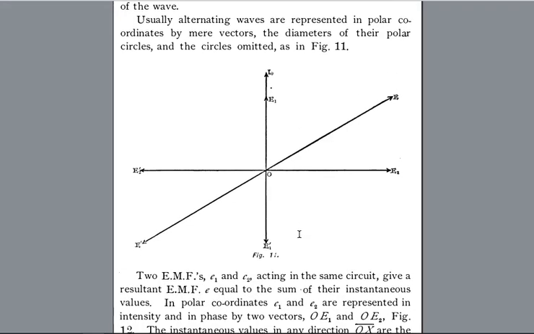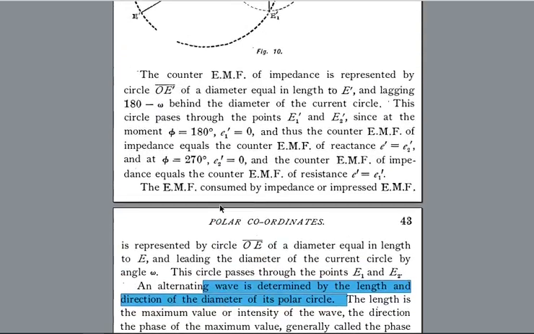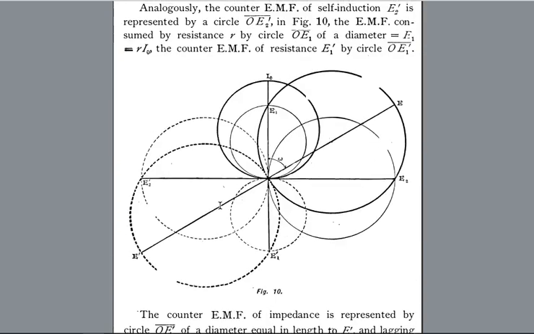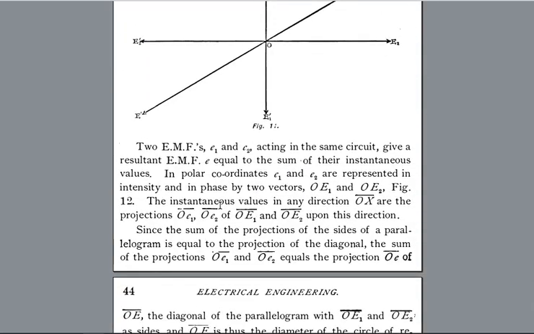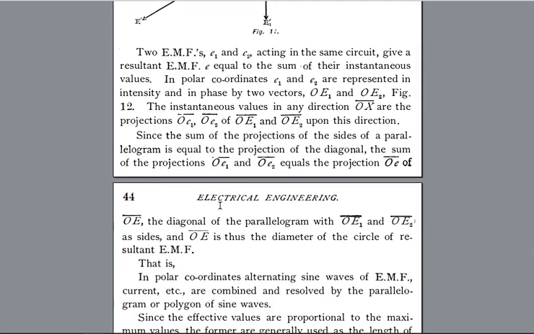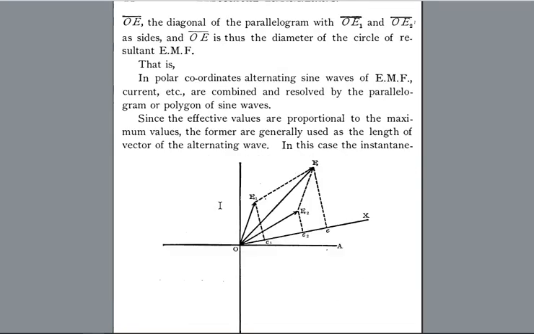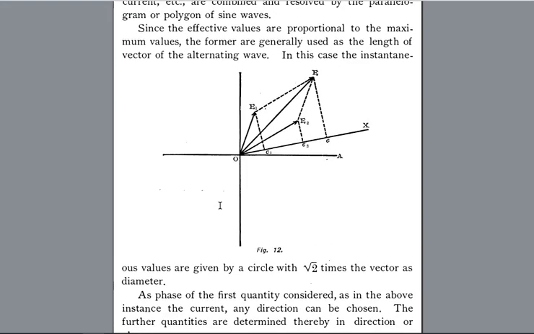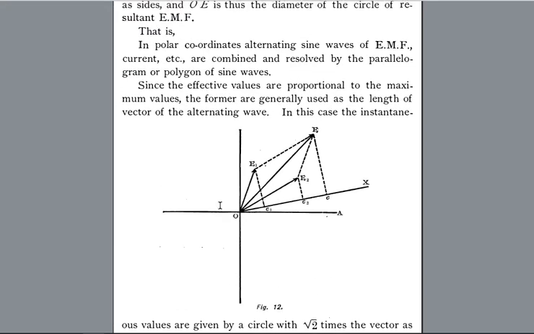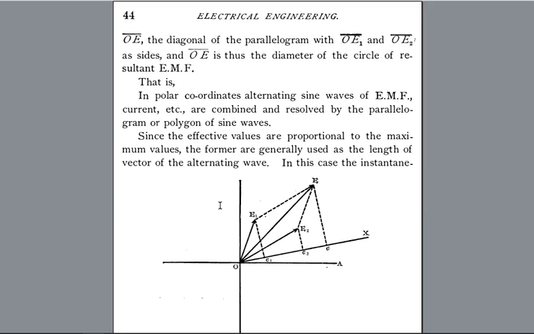Usually alternating waves are represented in polar coordinates by mere vectors, the diameters of their polar circles, and the circles omitted, as in figure 11. Two electromotive forces, E1 and E2, acting in the same circuit, give a resultant electromotive force E equal to the sum of their instantaneous values. In polar coordinates, E1 and E2 are represented in intensity and in phase by two vectors, OE1 and OE2, figure 12. The instantaneous values in any direction OX are the projections OC1, OC2 of OE1 and OE2 upon this direction.